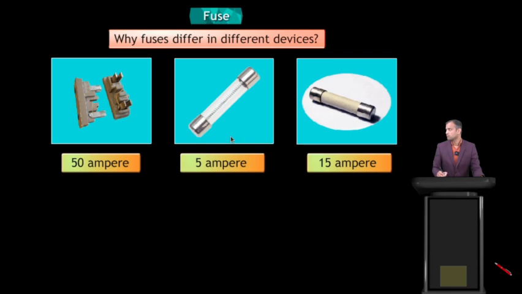Now why do fuses differ in different devices? Do you know? They differ because different devices have different capacities. They all use different amounts of current to run. There are big appliances and small appliances, so they all need different amounts of current.